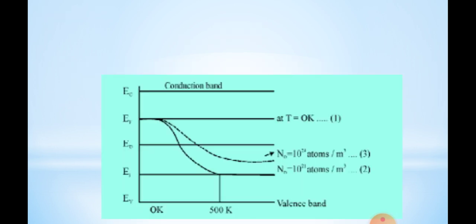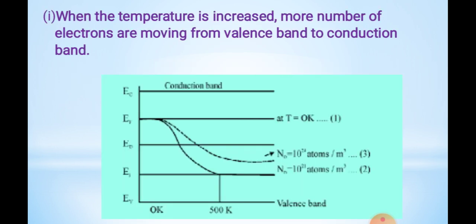Next, when the temperature is increased, what will happen? When you increase the temperature from 0 Kelvin to high temperature, what will happen to this Fermi level? Here you can see one curve. The Fermi level is initially at T equal to 0 Kelvin, as shown in this diagram. From T equal to 0 Kelvin, the Fermi level shifts downward, moving like a curve, and it shifts towards the valence band.